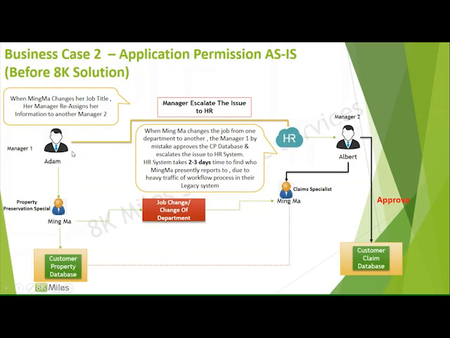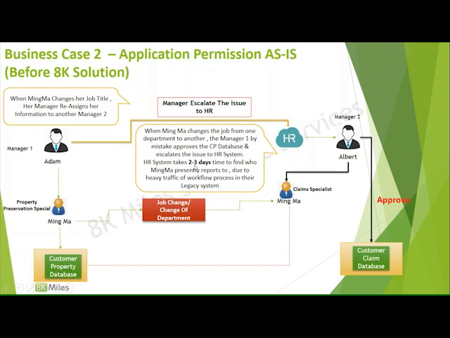Now, Adam, by mistake, addresses Mingma's current access to this database, and he transfers this information to the HR. The current application does not have any option for reassigning information or reviewers. The manager only had an option to transfer this information to the HR portal, not to the actual reviewer. So here I read it out for you. When Mingma changes the job from one department to another, the manager, that is Adam, by mistake approves the customer property database and escalates the issue to the HR system.